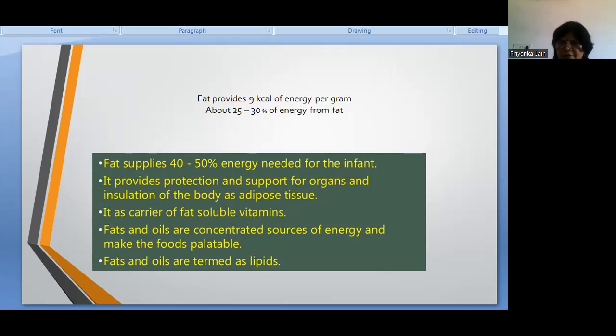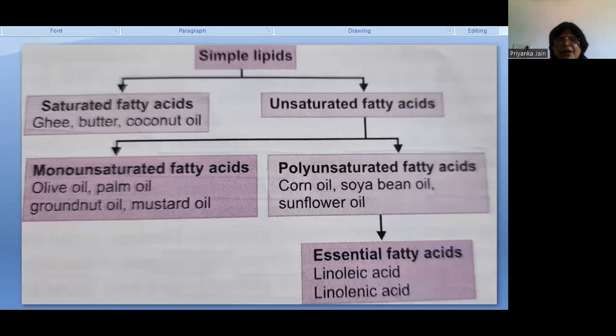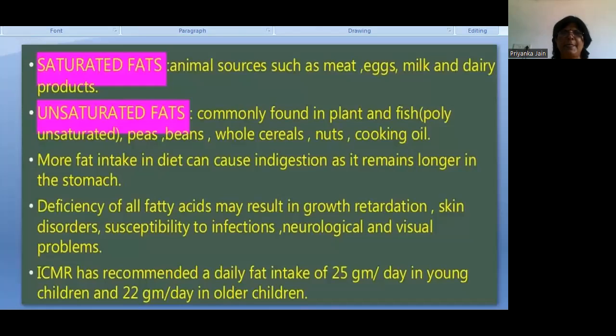Fats and oils are termed as lipids. Now, simple lipids like saturated fatty acids and unsaturated fatty acids. Saturated fatty acids like ghee, butter, coconut oil. Unsaturated fatty acids like monounsaturated fatty acids and polyunsaturated fatty acids. Monounsaturated fatty acids like olive oil, palm oil, groundnut oil, mustard oil. And polyunsaturated fatty acids like corn oil, soybean oil, sunflower oil. And essential fatty acids like linoleic acid and linolenic acid.